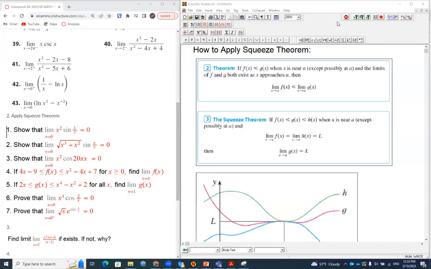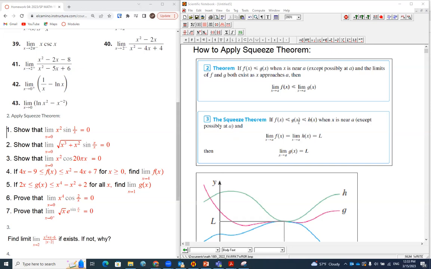Hello, everyone. I wish to talk about how to apply the Squeeze theorem. You just had a quiz where there were two questions that you needed to apply the Squeeze theorem. And first of all, let's understand what the Squeeze theorem is.